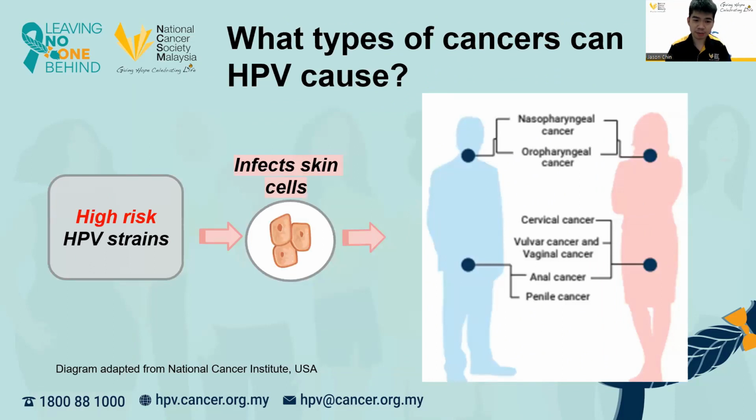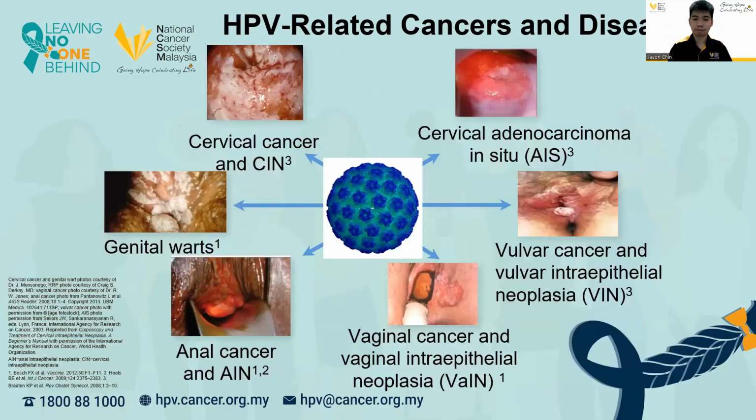So these high-risk HPV strains infect skin cells and cause a mutation to the point where these normal skin cells will start rapidly growing, expanding, and start spreading to all parts of your body, causing cancer. So places like oropharyngeal, nasopharyngeal cancer, anus, penile cancer, vulva, and most importantly and commonly, cervical cancer.